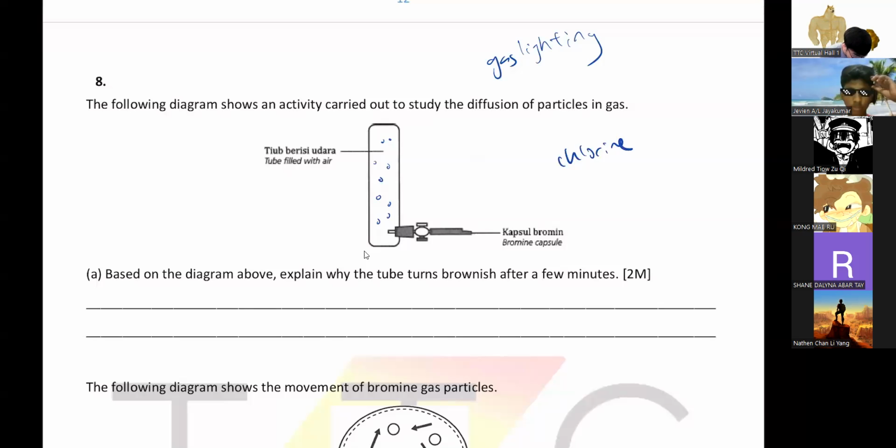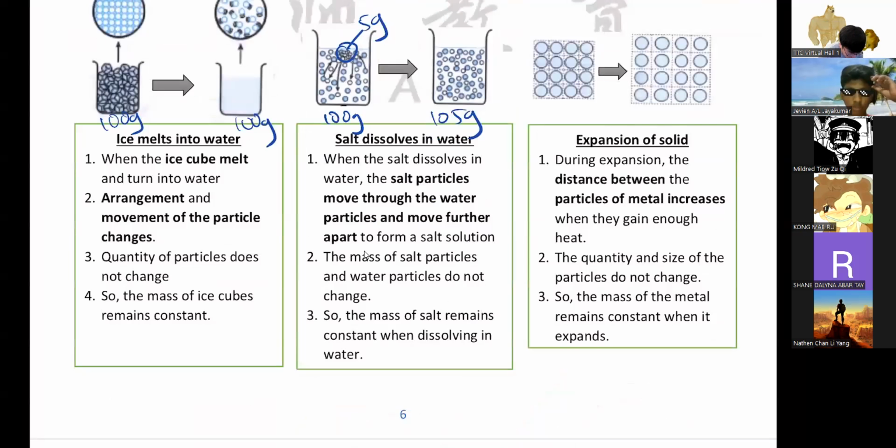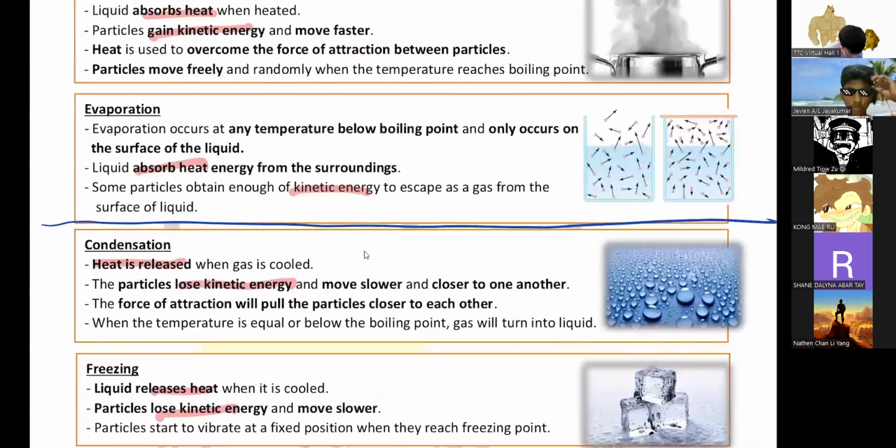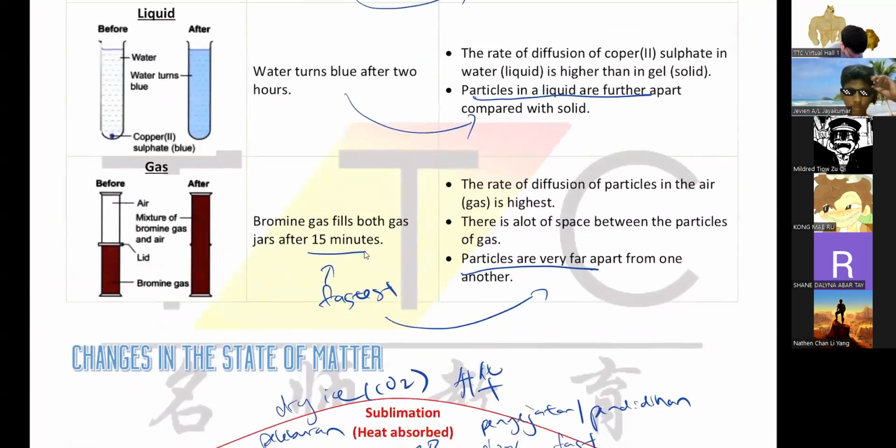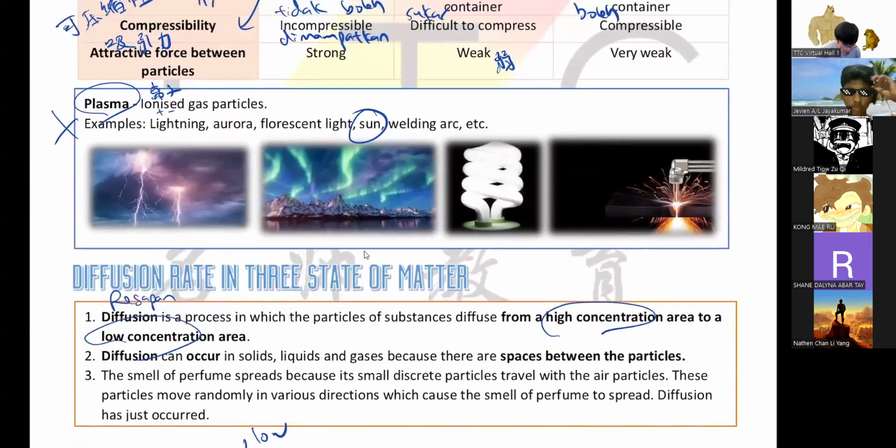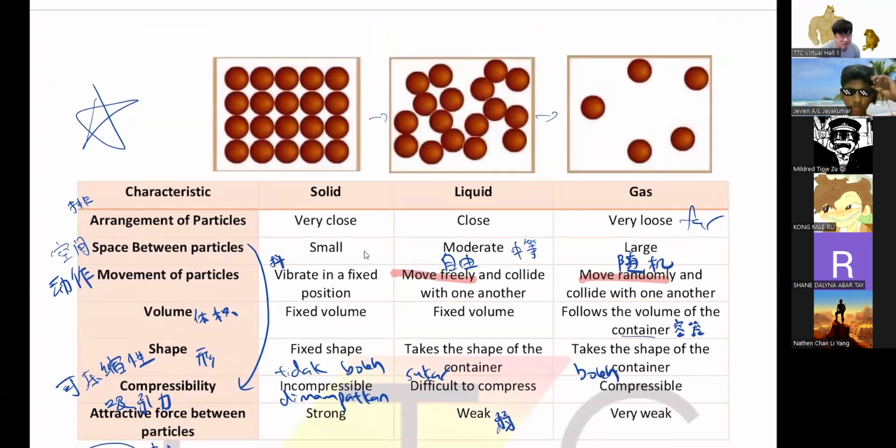Okay, guys, moving on. So when bromine dissolves, diffuses in here, they will start spreading out. And as you know from last week, diffusion is fastest in gas. That is the bromine gas. You see, they diffuse in 15 minutes. Why? Because there's a lot of space in between the gas particles.